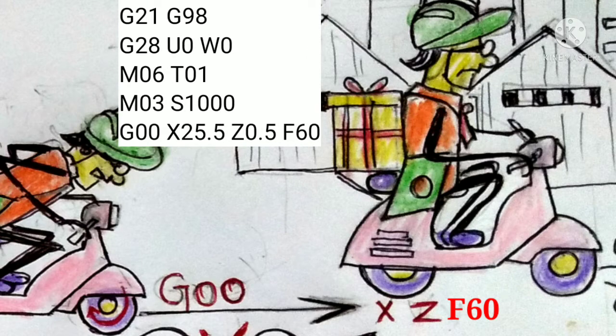Now we will give the feed of Mr. Tool's scooter, because we see here that Mr. Tool is now carrying a parcel, so naturally his scooter feed will be decreased. So for this we write F60. Actually, we give feed to the tool when it is in the working condition. So F60 is the feed of the cutting tool, which is 60 mm per minute, as we use G98.